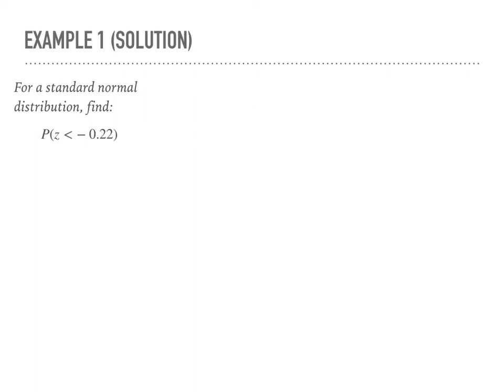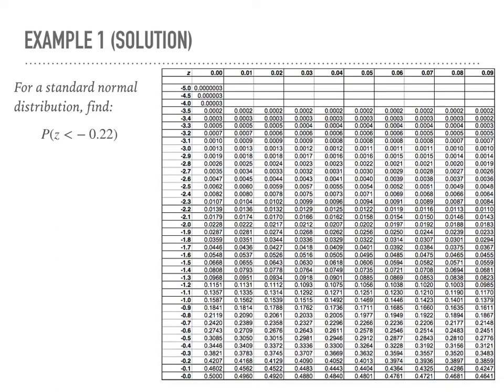So looking at example 1, you want to find the probability that z is less than negative 0.22. So if you are using a table here, you would find that the probability is 0.413.